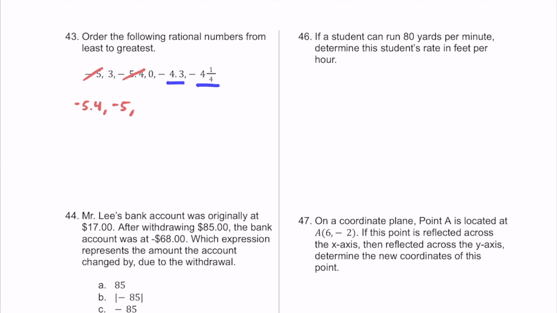Now, negative 4.3 is negative 4.30. Negative 4 1/4 is negative 4.25. So the one that is more negative would be negative 4.30. So I'm going to write negative 4.3. After that, we have negative 4 1/4. That would be a little bigger. And then we have the 0, that's bigger than that. And then 3 is the only positive number, so it should be last. That's the biggest number here.